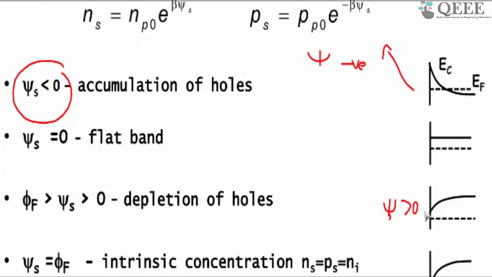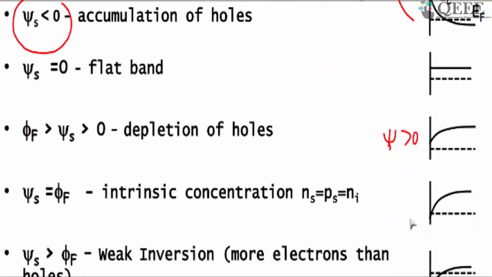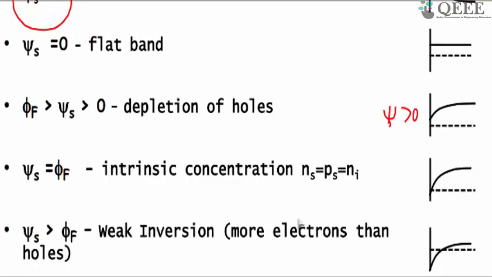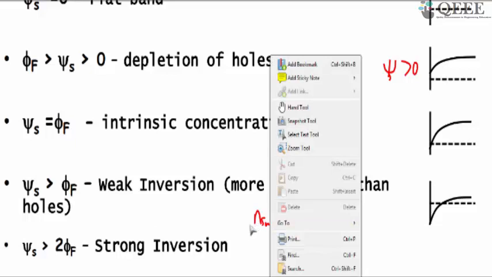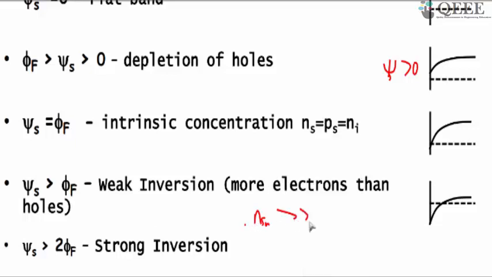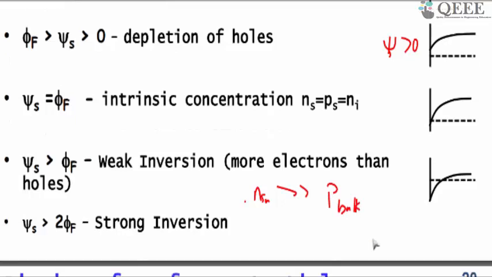So this is a flat band case. This is psi s greater than 0. So psi s is positive. Now it is becoming positive here. This is weak inversion. This is strong inversion. That means the amount of electrons at the surface is much higher than the holes in the bulk. We call it a strong inversion.